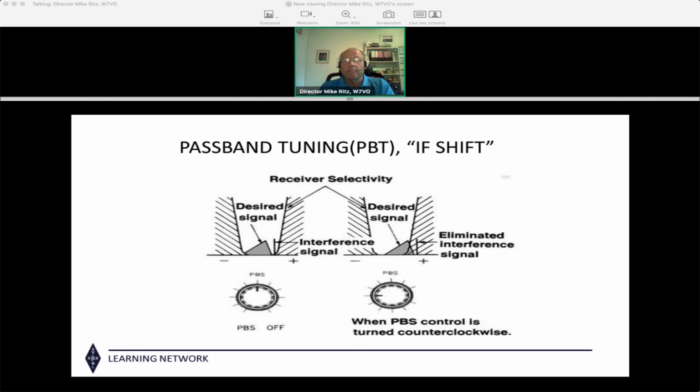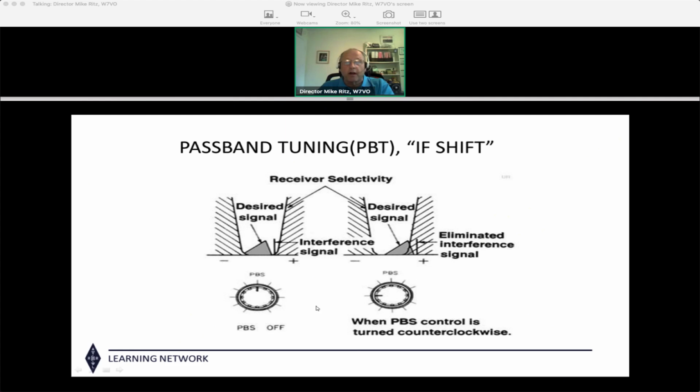Let's talk a little bit about the passband tuning or IF shift. These are great things because if you have an interference signal or a noise signal, you can actually try to shift that outside the passband. So right now, if you take a look here, we've got this interference signal, and it's just really close to the signal we want to hear. There's another signal next to it.